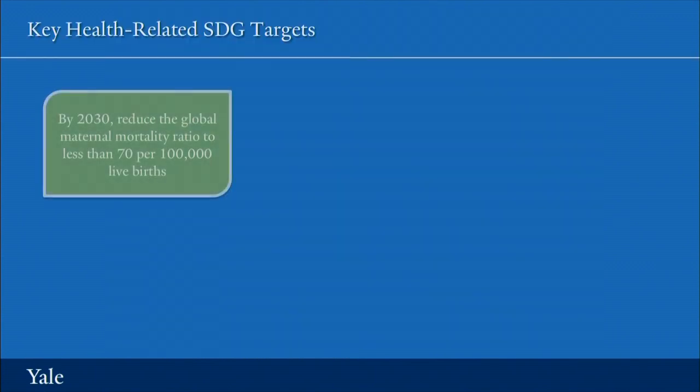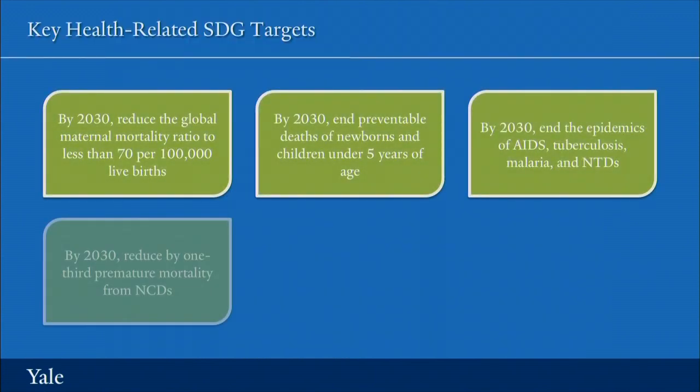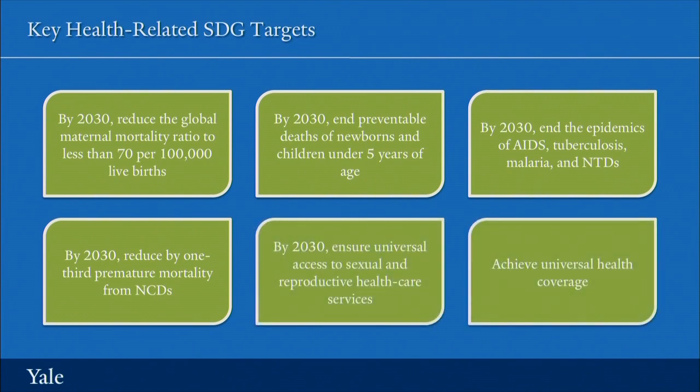Some of the SDG targets that relate most directly to health include, by 2030, reduce the global maternal mortality ratio to less than 70 per 100,000 live births. By 2030, end preventable deaths of newborns and children under 5 years of age. By the same year, end the epidemic of AIDS, TB, malaria, and neglected tropical diseases. Reduce by one third premature mortality from the non-communicable diseases, ensure universal access to sexual and reproductive health care services, and by 2030 as well, achieve universal health care coverage.